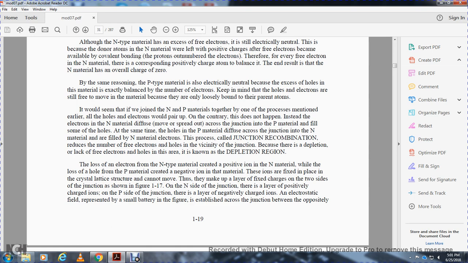It reduces the number of free electrons and holes in the vicinity of the junction because there is a depletion, a lack of free electrons and holes in the area, known as the depletion region. The loss of electrons in the negative type of material creates positive ions in the negative material, while the loss of holes in the positive material creates negative ions in that material. The ions are fixed in place in the crystal lattice structure and cannot move. They make up a layer of fixed charge on the two sides of the junction, shown in Figure 117.